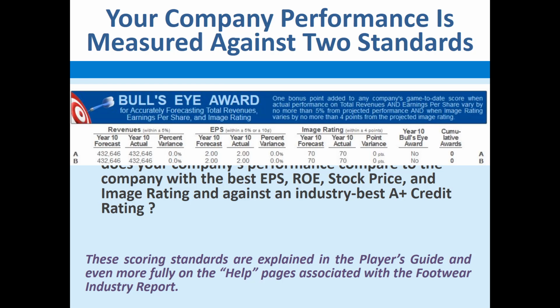One is called the Bullseye Award, and it is your sales forecasting ability. Multiple teams can win this award in the same year because it is based on your individual team's ability to predict or forecast sales. The award is 1 extra point on your overall score.